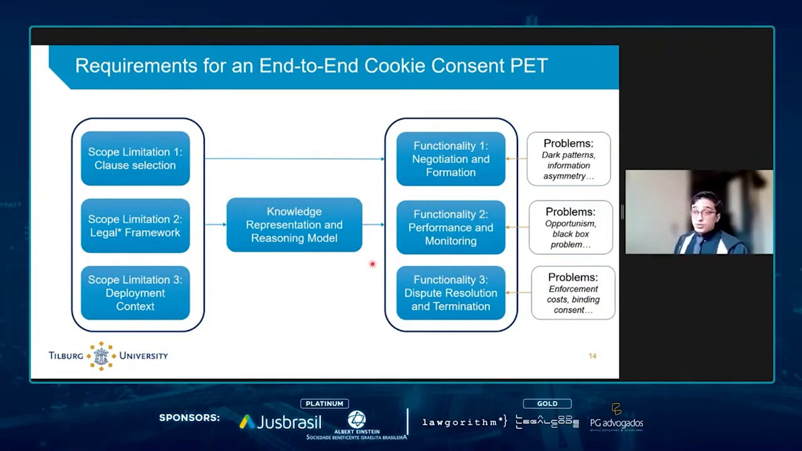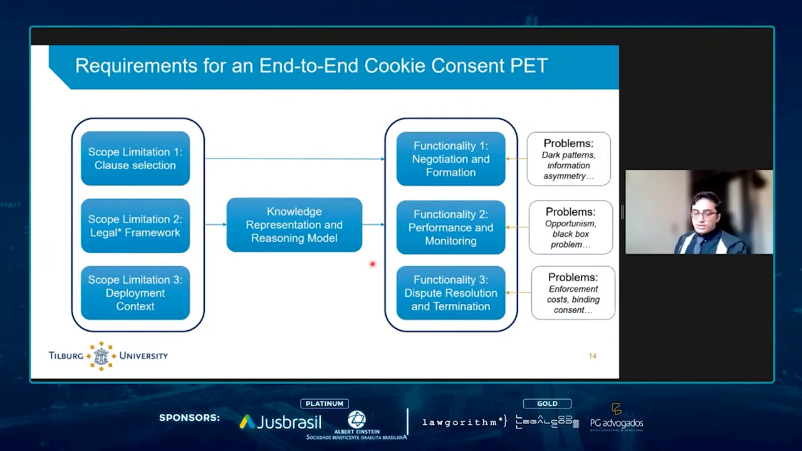There are other PETs that don't do so. For instance, Polisis is an excellent tool which uses machine learning, but it works on the entire privacy policy. The second selection that we make, and we see other PETs making, is the selection of a legal or in some cases non-legal framework to assist in their function.